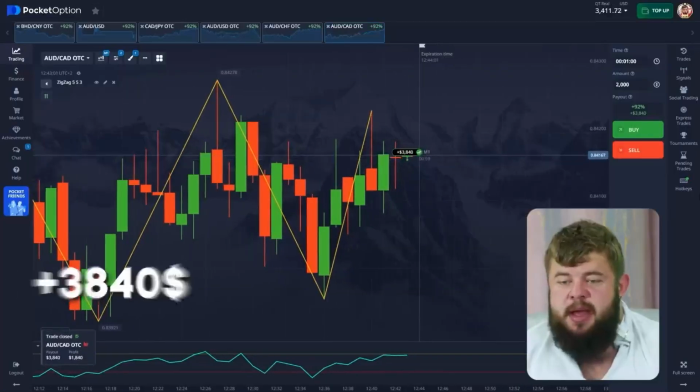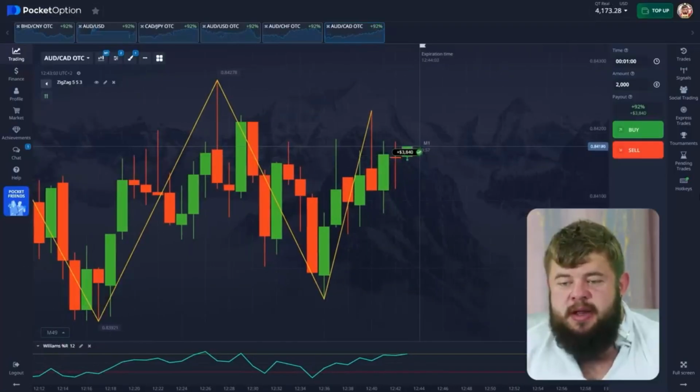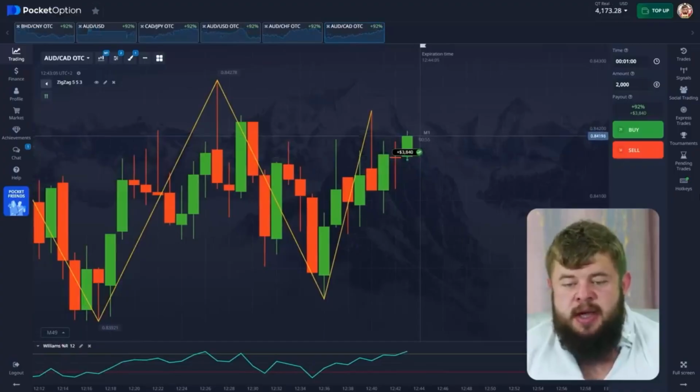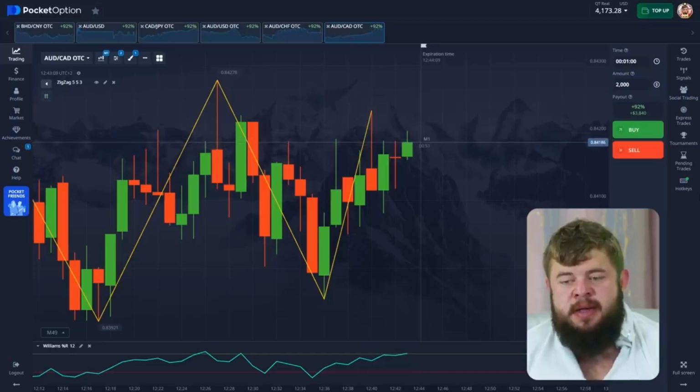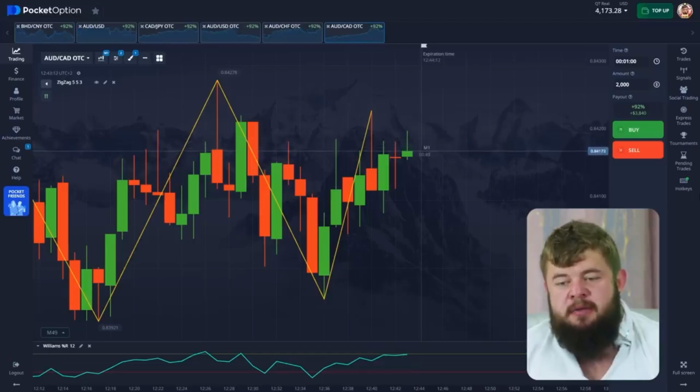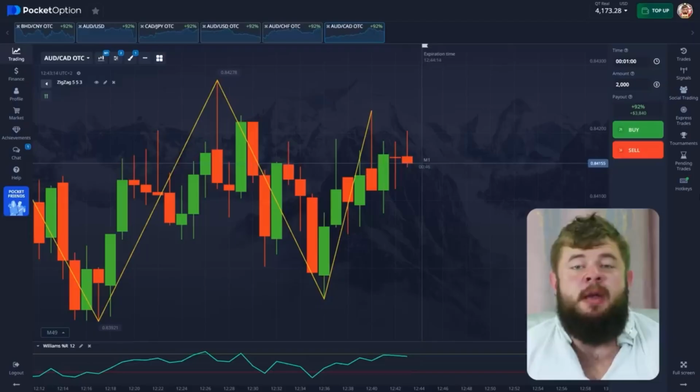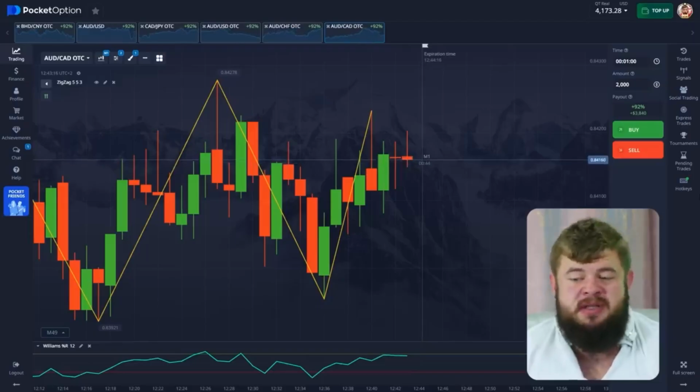Whew, so it's done. It's closed. We have $4,173 on the account. This is a really nice result, guys. We had, if you remember, 117 bucks, and we have multiplied them like 40 times more just within 7 minutes.